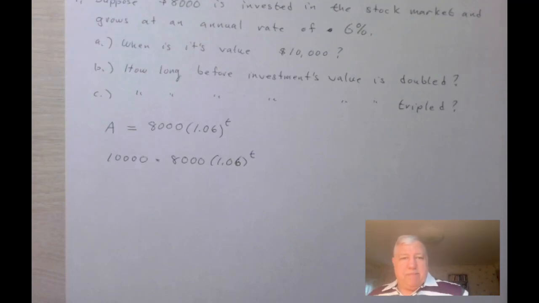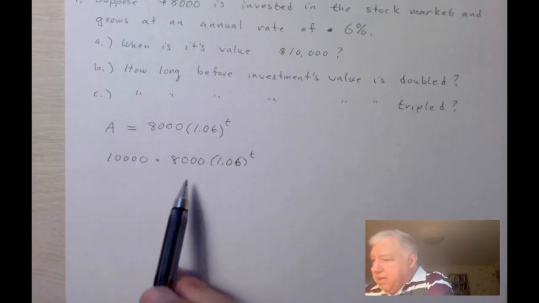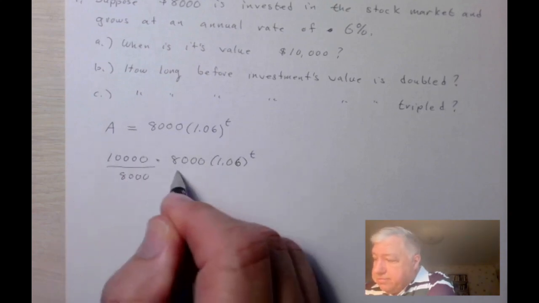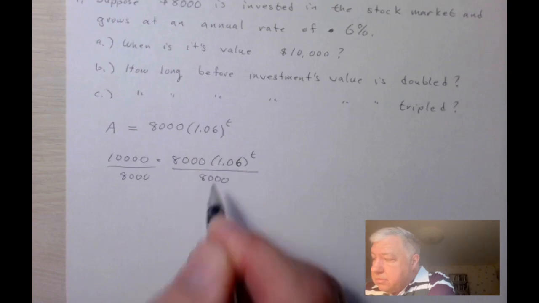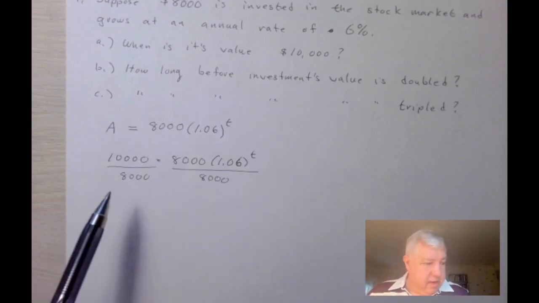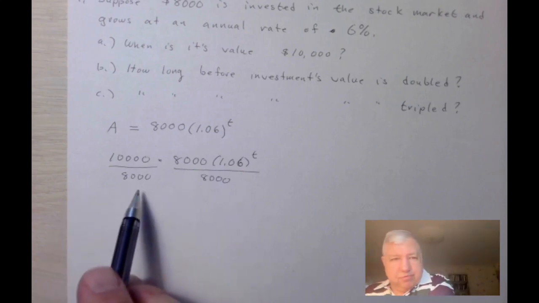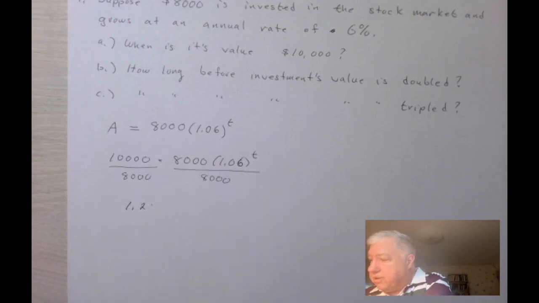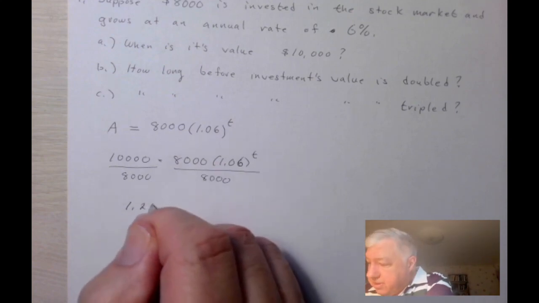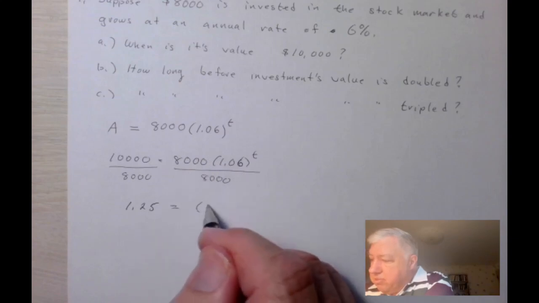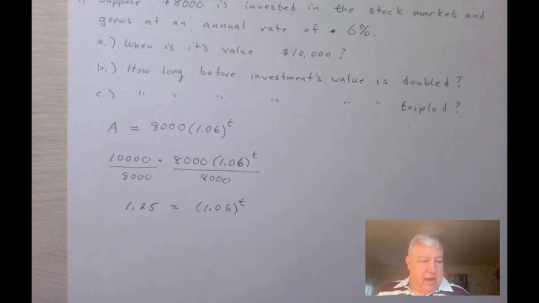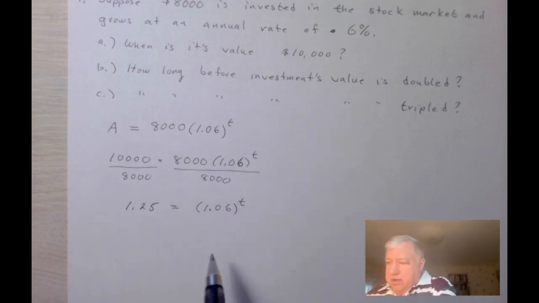Now we go about solving this exponential equation for t. First, we want to get rid of the 8,000, so we divide both sides by 8,000. This is 10/8, which reduces to 5/4, which is 1.25, equal to 1.06 to the t. Now we just go ahead and take the log of both sides if we want.